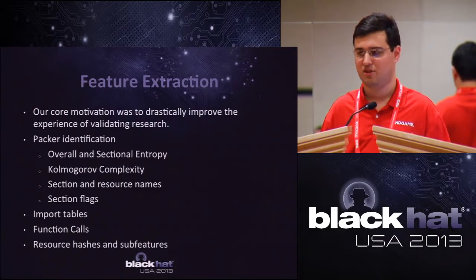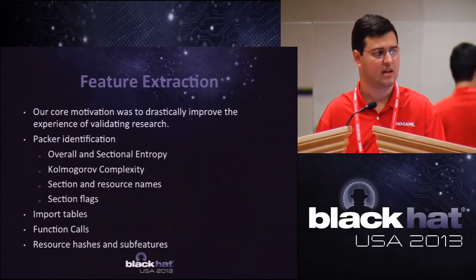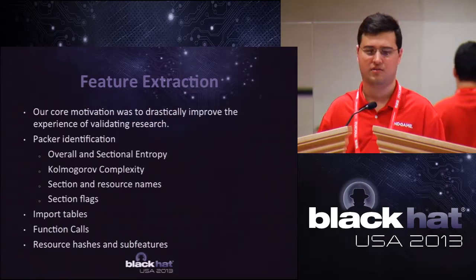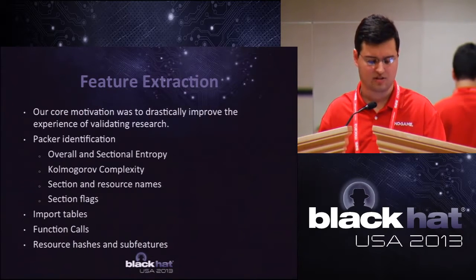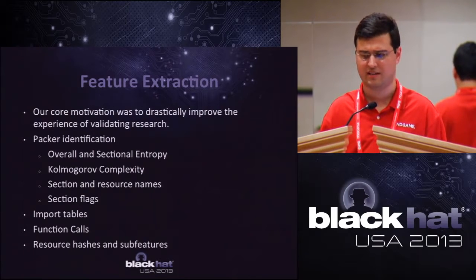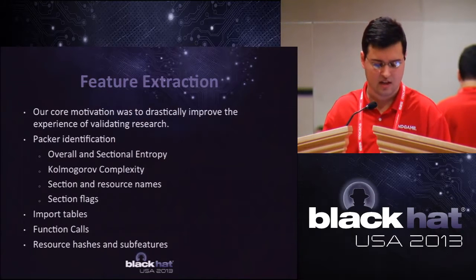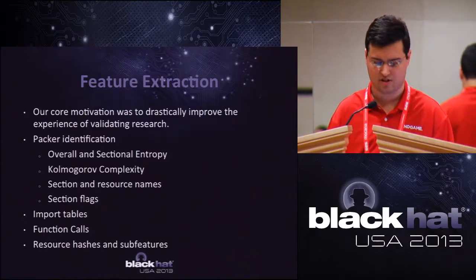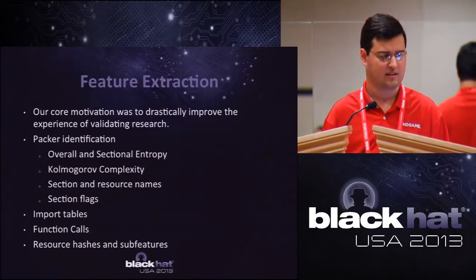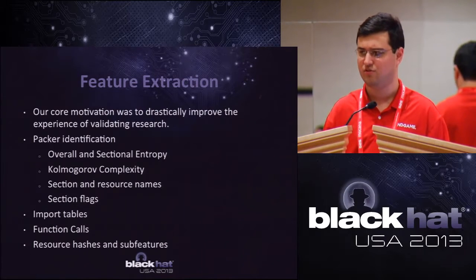So one of the first things we started with, and there's a great deal of academic papers and work already been done on this, was feature extraction to identify individual packers. We would extract things such as overall and sectional entropy, the overall Kolmogorov complexity of various elements within the PE headers and the PE files themselves, individual sections and resource names, section flags, import tables, function calls, and just everything else that we could find. It really became a huge thing to try and extract and compute new features and new elements because it was so trivial to do so.